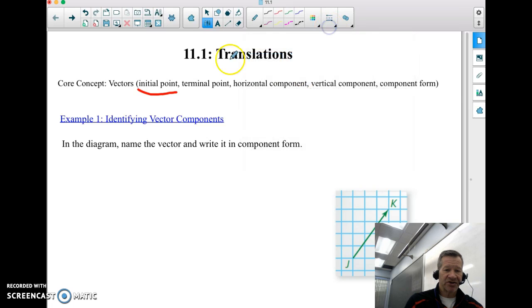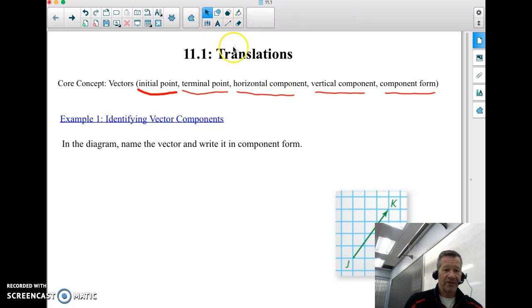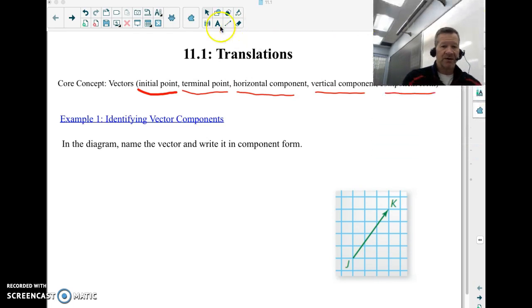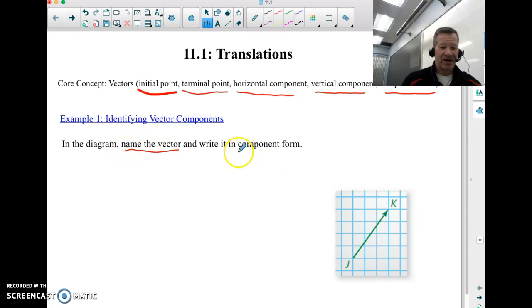In addition to the initial point, I need to know the terminal point, horizontal component, the vertical component, and what component form looks like. Okay, so here we go. In the diagram, name the vector and write it in component form.